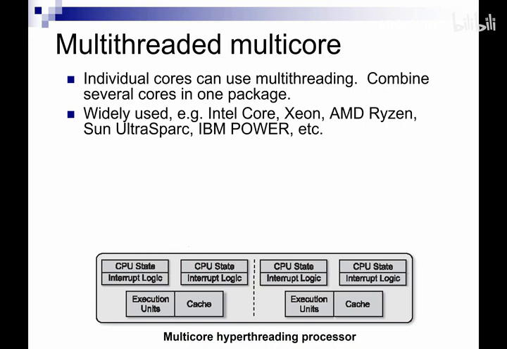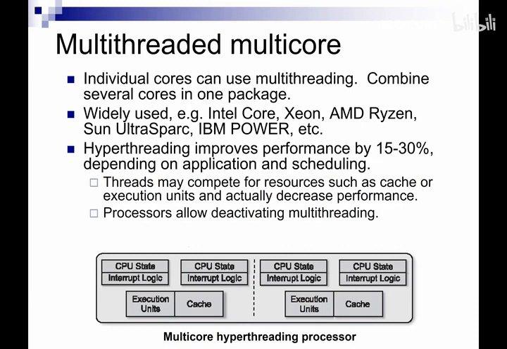And this architecture is actually widely used in practice. If you look at most commercial processors, like these Intel Xeon processors, the AMD processors, IBM processors, all of these are going to combine both multi-cores and multi-threading on each core. And in practice, when you do this hyper-threading or multi-threading, you get better performance. You might get something like 15 to 30% better performance.